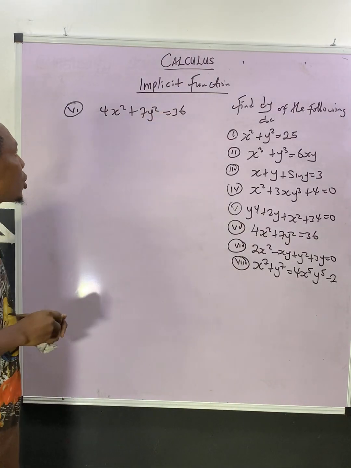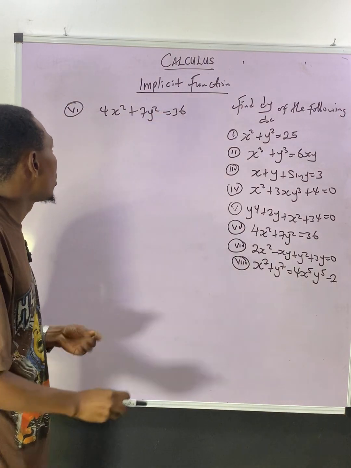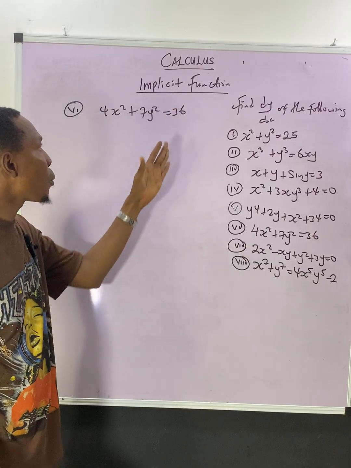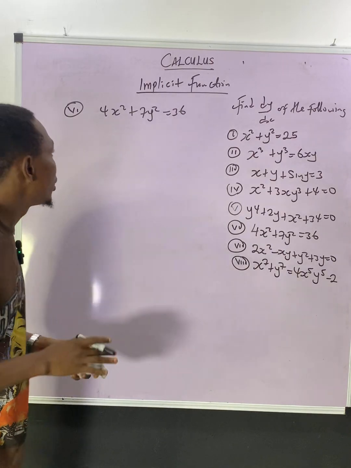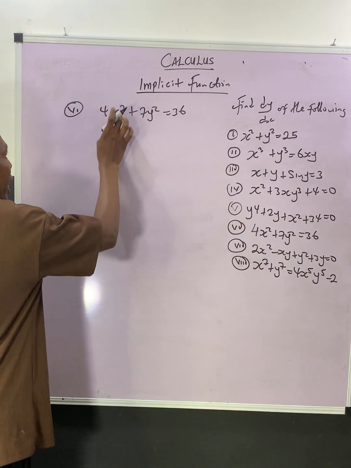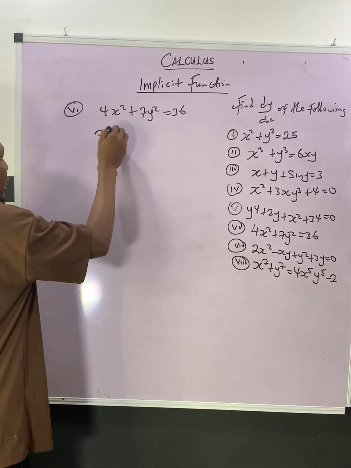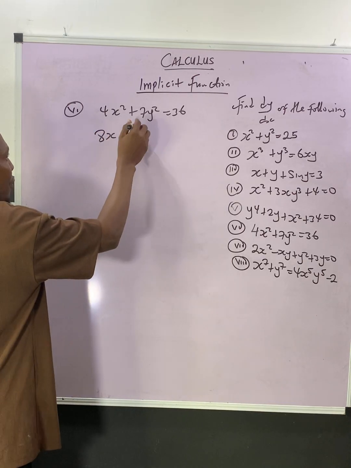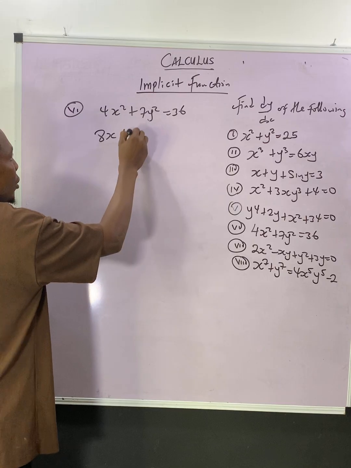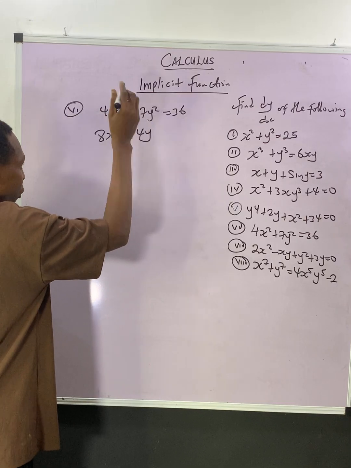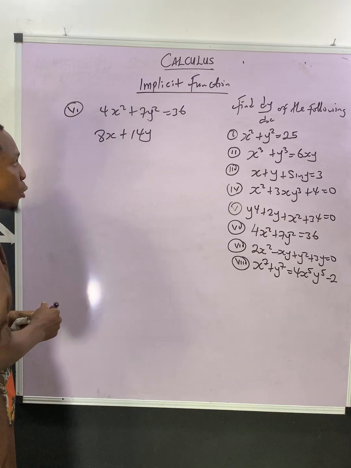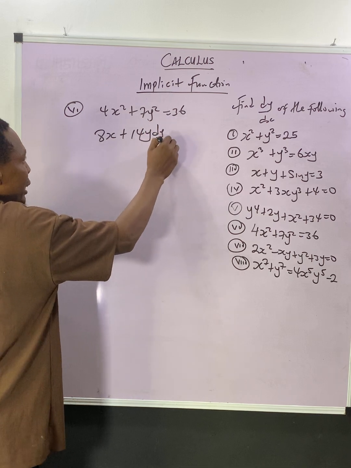All right. So for question number 6, we don't have x and y together, so this one is straightforward. If I differentiate 4x squared, what do we have? We have 8x. Then y: if I differentiate 7y squared, we have 14y, then we add dy/dx.